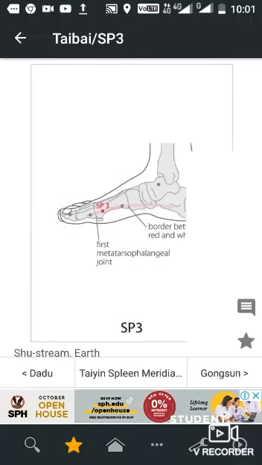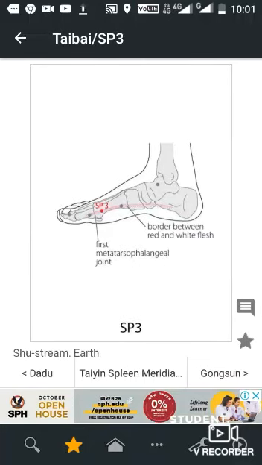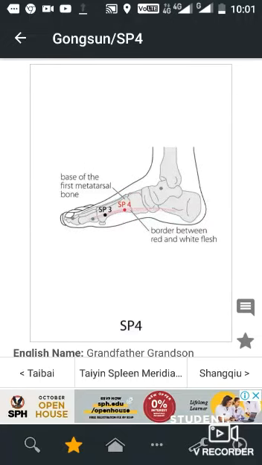Next, spleen 3. Medial and proximal to the first metatarsophalangeal joint at the junction of the red and white skin. Next, spleen 4. Location: in the depression distal and inferior to the base of the first metatarsal bone at the junction of the red and white skin.